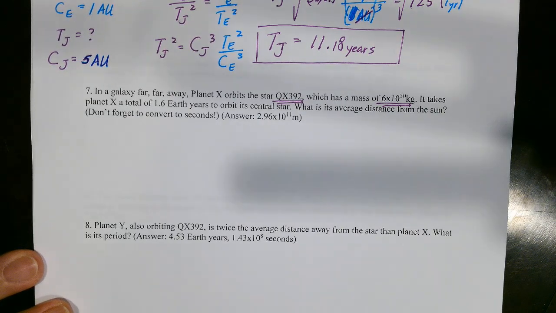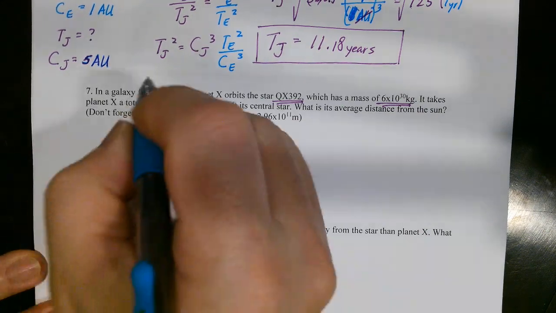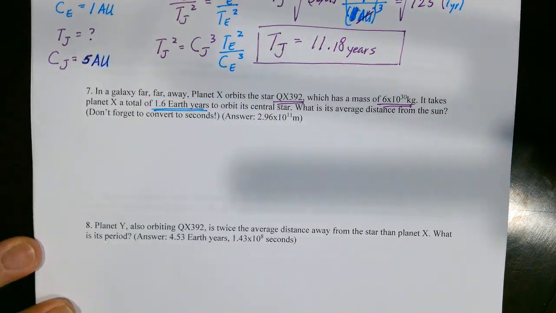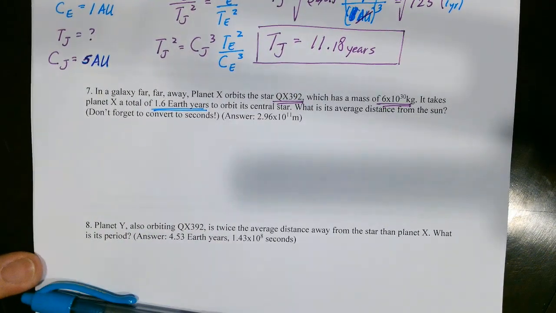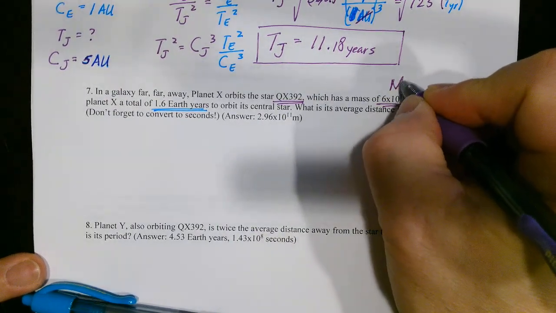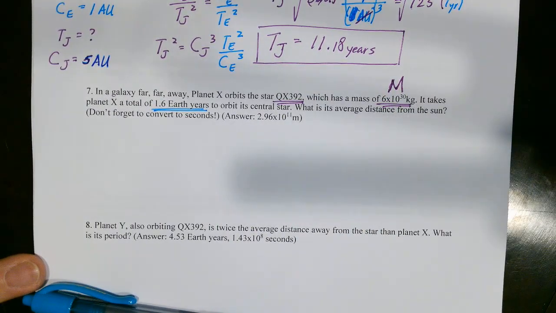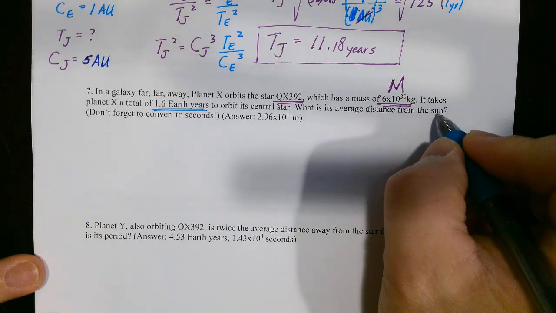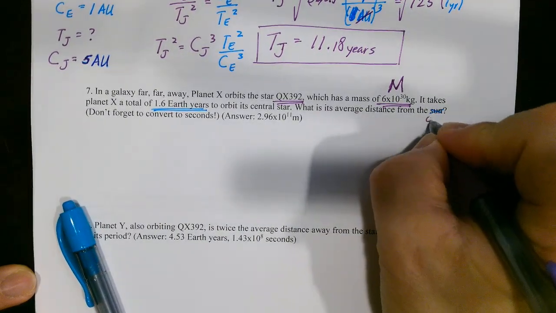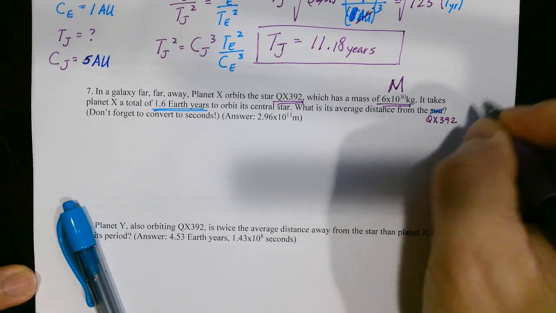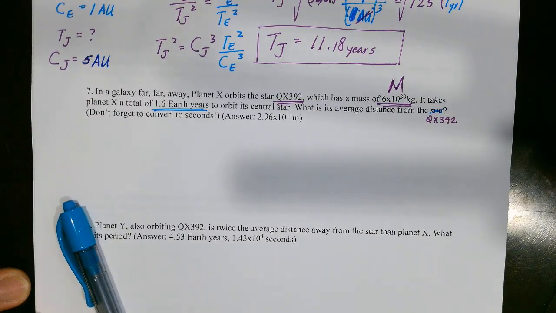Kilograms, and it takes planet X a total of 1.6 Earth years to orbit its central star, which is this. So this is the mass of the central star. This is the central mass where the star is actually going. What is the average distance from the, I guess not the sun, but I guess this should be more like QX392, right? That's what it should be.